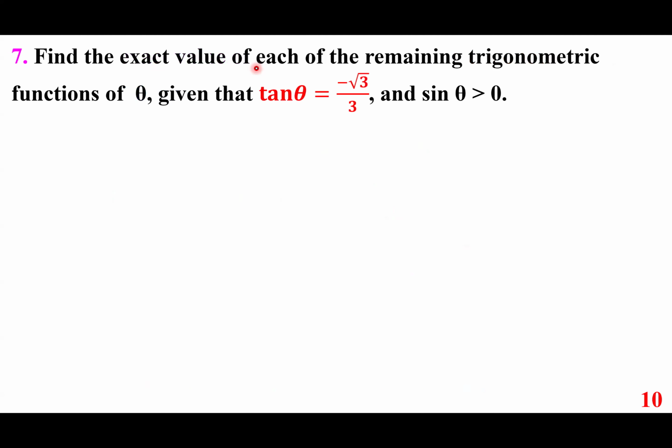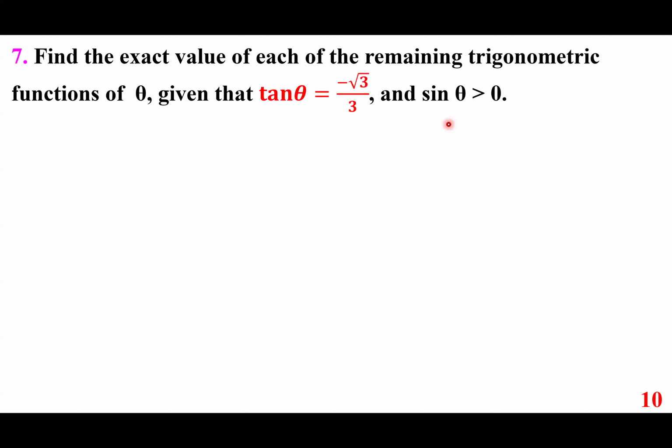Find the exact value of each of the remaining trigonometric functions of theta, given that tan theta is minus square root of 3 over 3 and sine theta is positive. The reason they give us those two pieces of information is so we can figure out the quadrant, because we need to know what is positive, what is negative, and in which quadrant, okay?